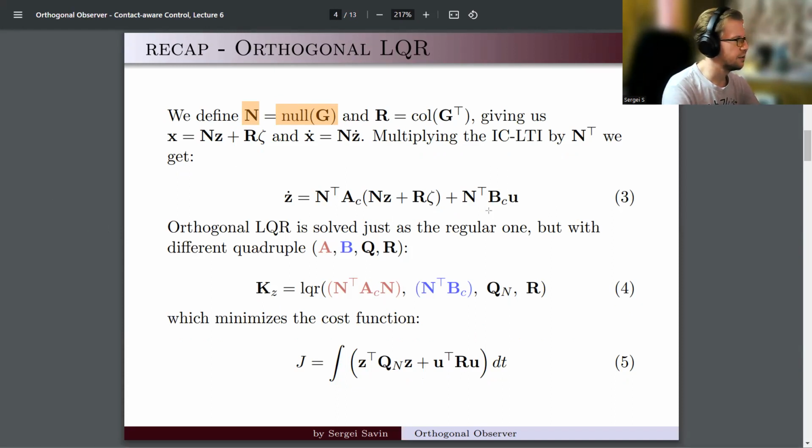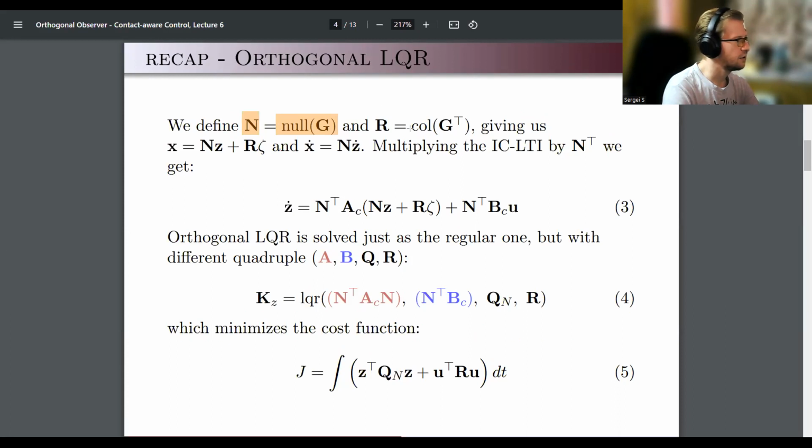And here we have R, which is a row space basis. So a basis in the row space of G, which is the same as saying it is a basis in the column space of G transposed. But yeah, basically it is the row space of G, right?